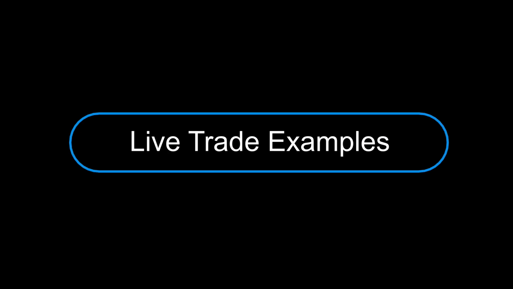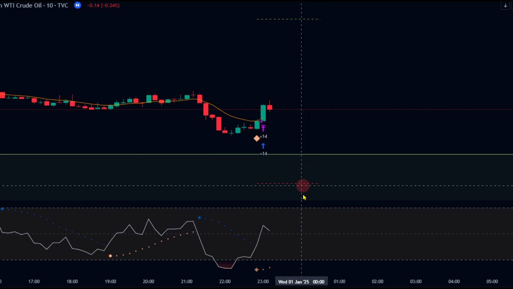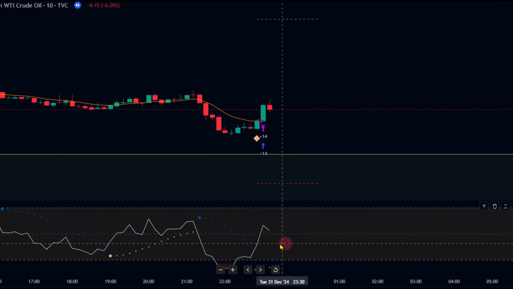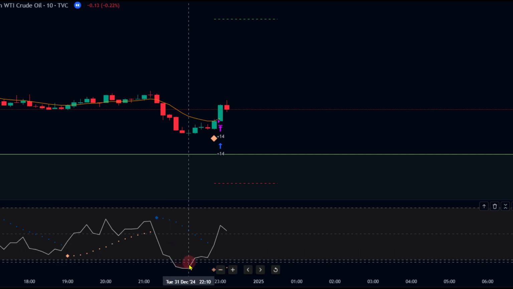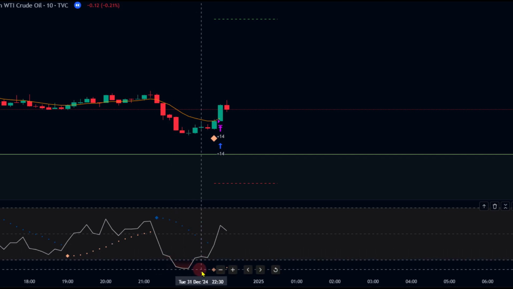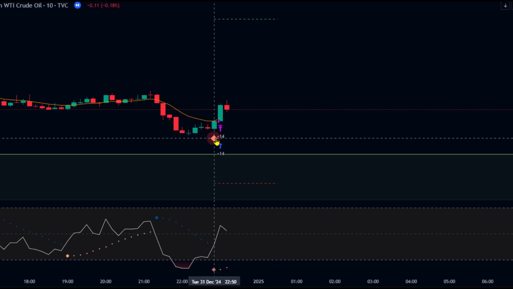Live trade examples. Now let's look at real chart examples to see how these entries play out in practice. Example: long entry. Let's start with this setup. The RSI dips below 30. Then the parabolic SAR flips from below to above. As the price breaks above the EMA line, this marks the long entry point.